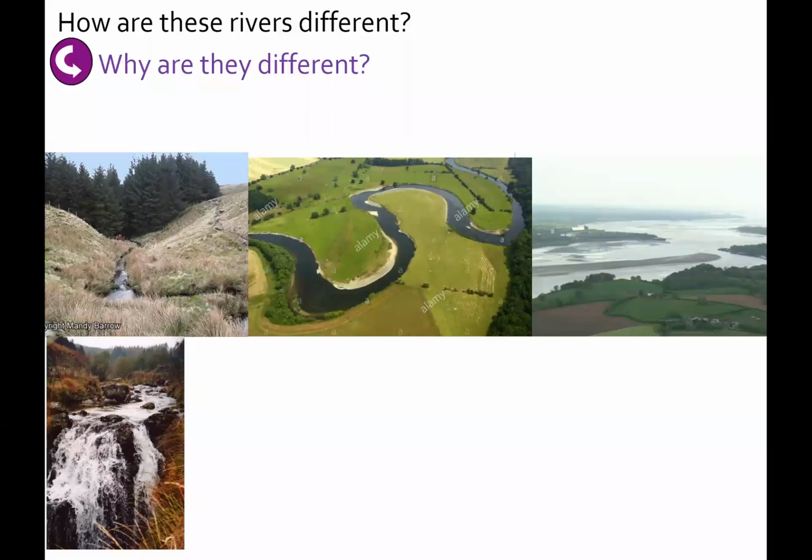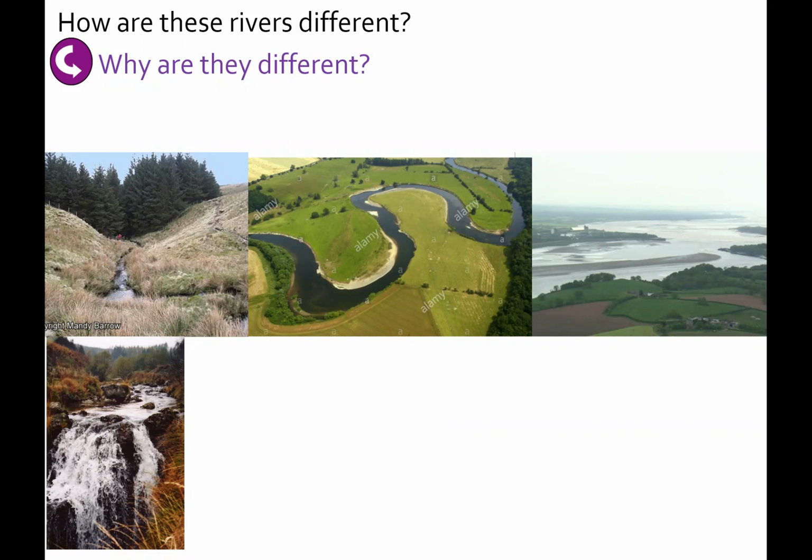I'd like to start by having a look at these 4 pictures of a river and just think, well, how are they different? What's different about them? How do they look? How are they made? Where might they be? So how are they different?